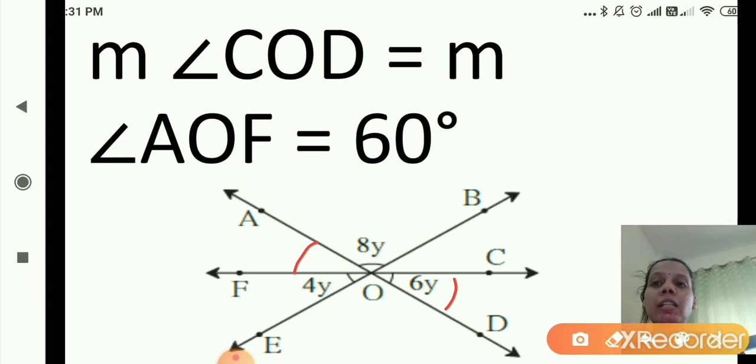So measure of angle COD is equal to measure of angle AOF is equal to 60 degree. Why? Because they are vertically opposite angles. In the bracket you will write down the reason, vertically opposite angles. So in this way we got the measures of the remaining 3 angles. Okay, I hope you are clear with question number 2. Once again we will revise this answer.